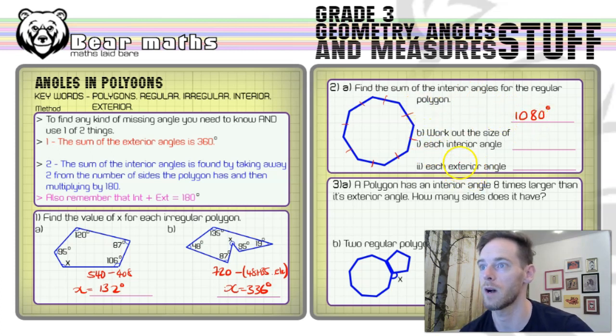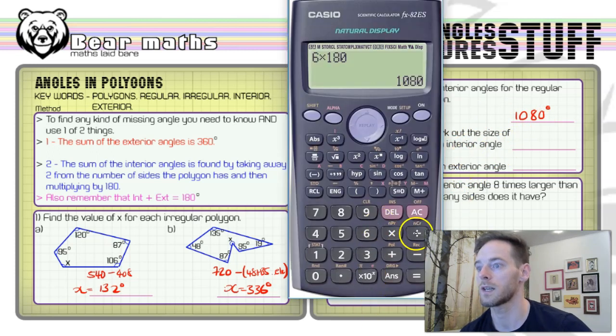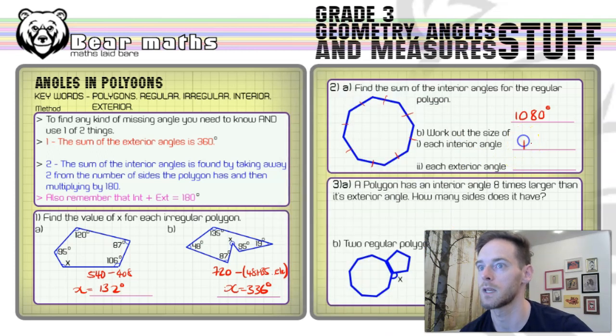Now B, you've got 2 parts to it. Work out the size of each interior angle. So all we've got to do is take that and divide by 8, because each one is going to be the same, and they're the same because it's regular. It's a regular octagon. Each one of those is 135 degrees. Okay, I could do that all the way around. In fact, I'm going to do it there, right?